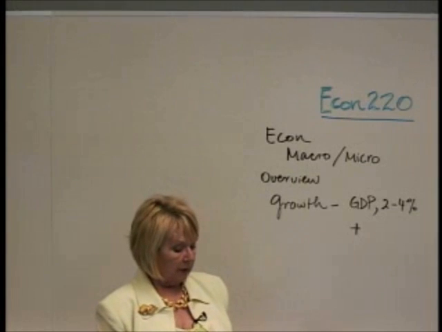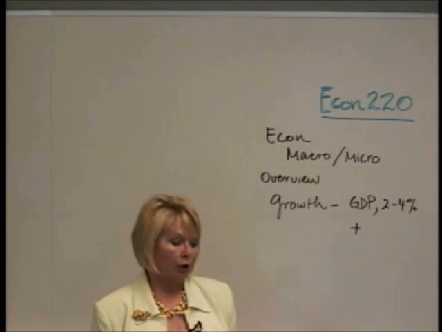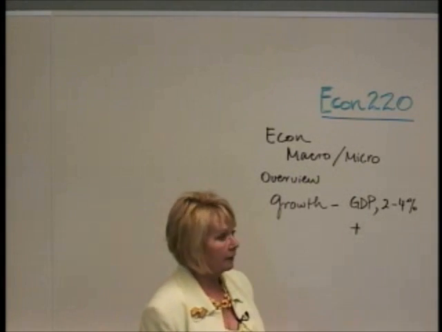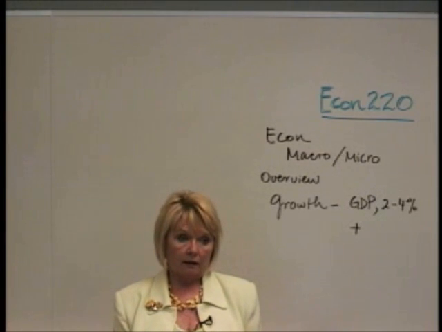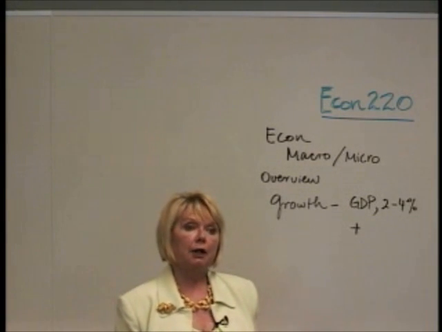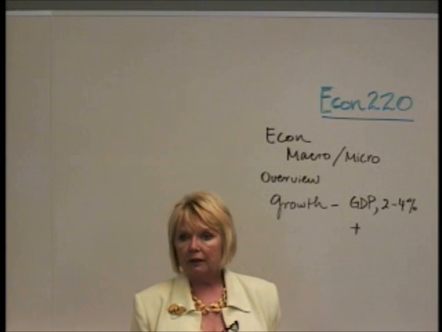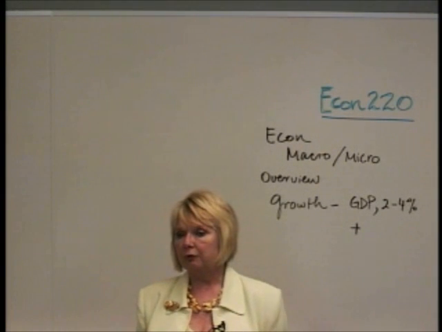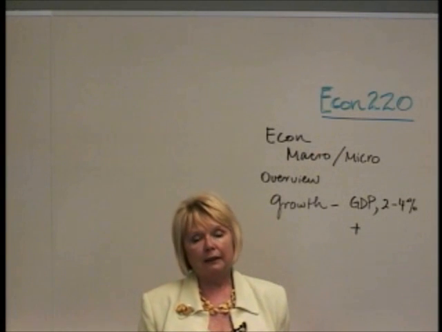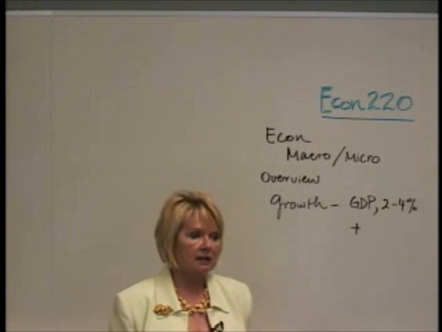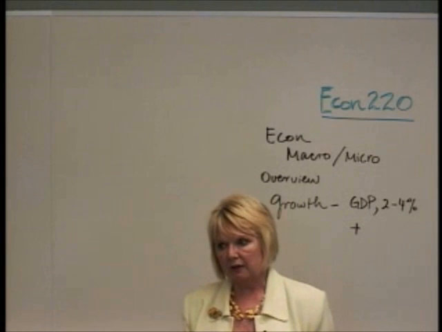Now, we said that we would like the economy to grow about 2 to 4%. And we do not want the economy to grow too fast because that would create inflation. Inflation is one more problem that we face, and that would be an increase in the price level, a general increase in the price level.